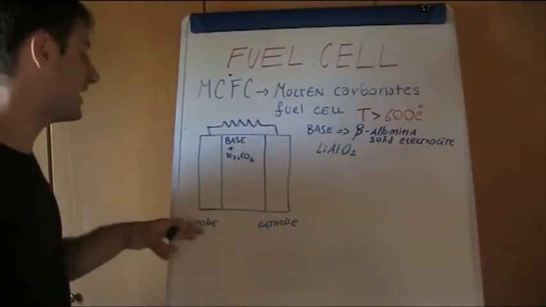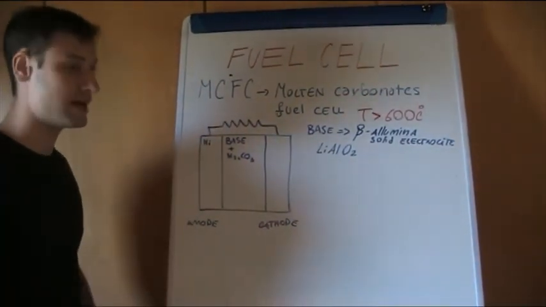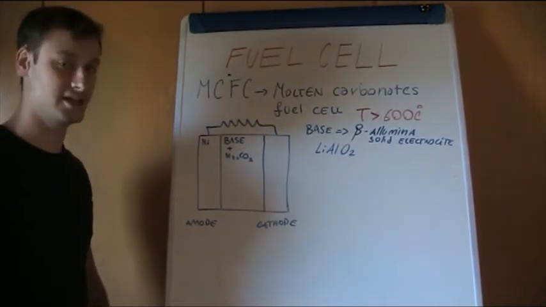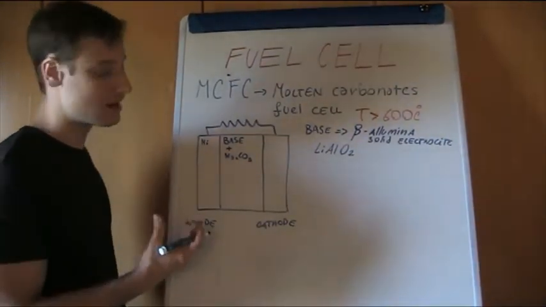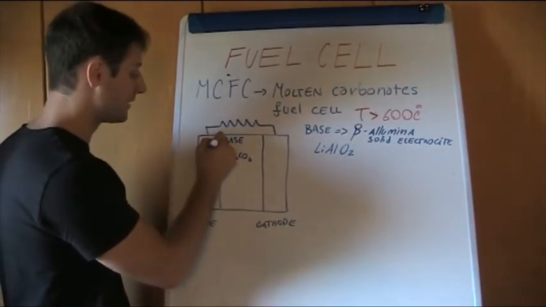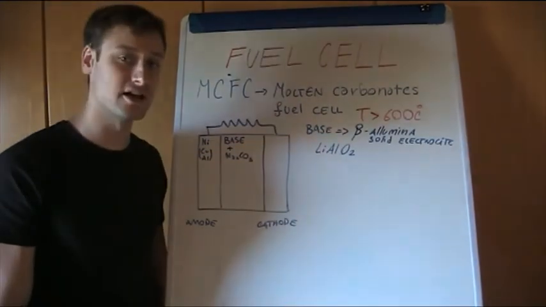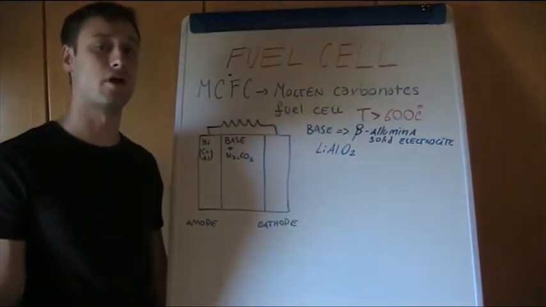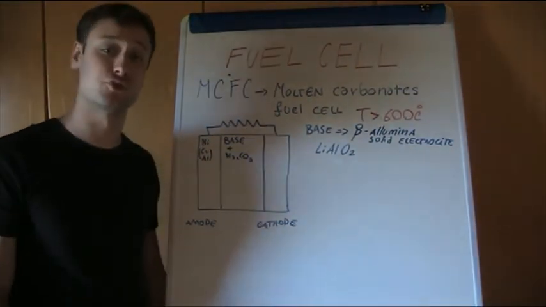Then we have our anode. The anode is often composed of nickel, but not only nickel. In this case, it is nickel in an alloy, containing also chromium and aluminum. Why? Because in this way we can avoid the sintering of our electrode, obviously in a porous structure, in order to allow the diffusion of fuel.